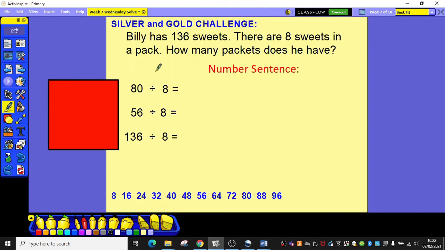Well, in order to help me solve that, I can chunk this 136. So first of all, I'm going to do 80 divided by 8. Then to go from 80 to 136, I've got 56 left, 56 sweets left if you like. How many 8s make 56? You can use your multiplication board to help you, and I can see that it's the 7th multiple. So how many 8s can I count up to get to 136? It is 17. If you want to, have a go at actually counting in 8s. Count 17 lots of 8 and you should find you get to 136.